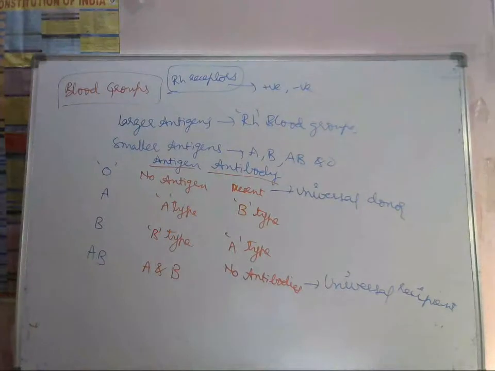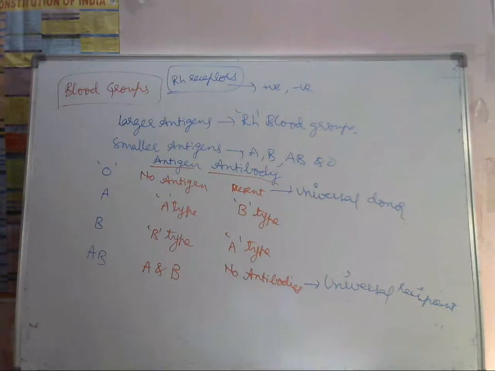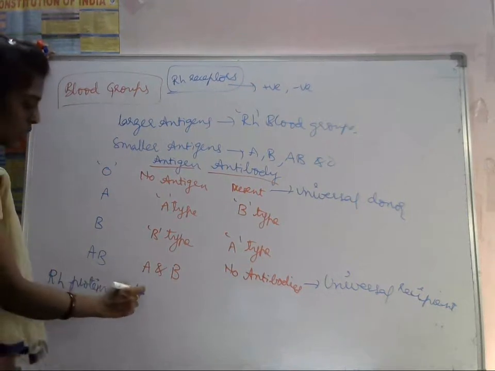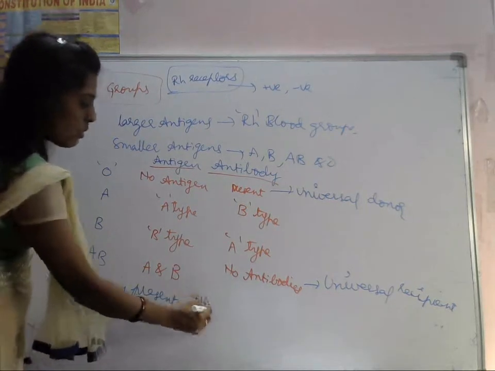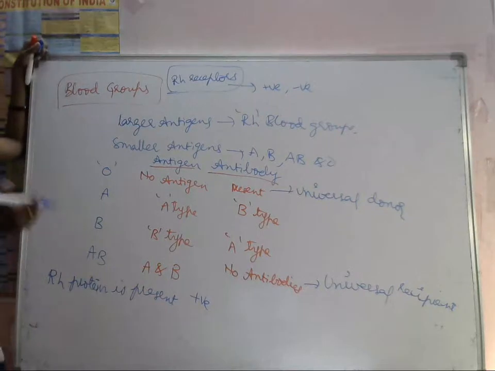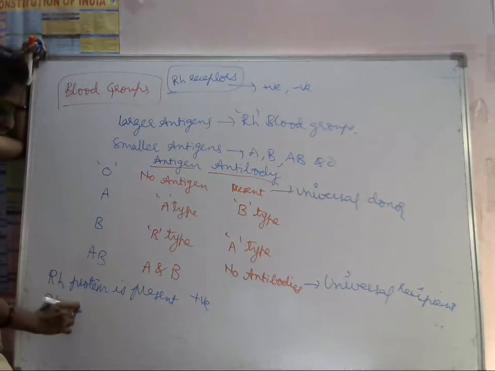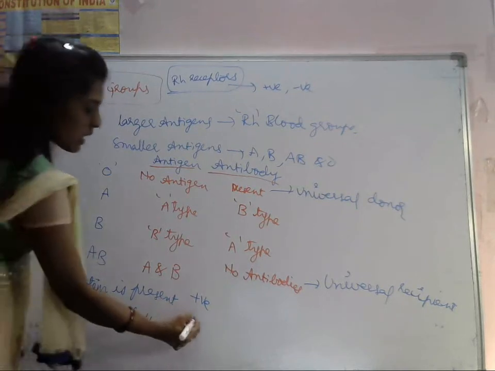O is said to be 1. If the blood type has Rh protein, if Rh protein is present, then it is called positive: O positive, B positive, AB negative, like that. If Rh protein is not present, then it is called negative.